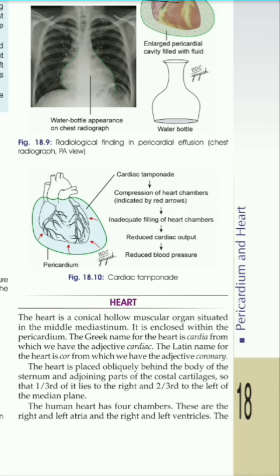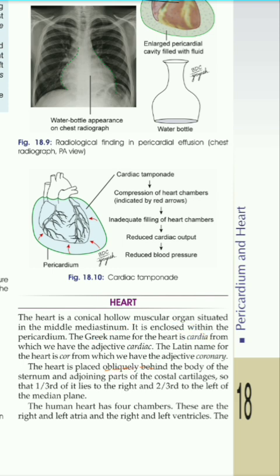Today we'll discuss the heart. The heart is a conical hollow muscular organ situated in the middle mediastinum. It's enclosed within the pericardium. The Greek name for the heart is cardia, which gives the adjective cardiac. The Latin name for the heart is cor, from which comes the adjective coronary. So coronary basically comes from cor, and cardiac basically comes from cardia, which is a Greek name of heart.